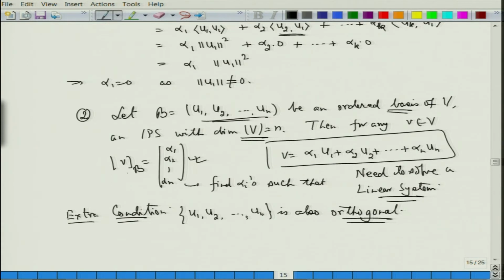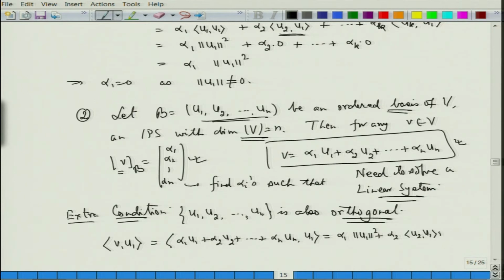So what I will do, I have been given this v, I know that v looks like this, and looks like this means I have to find the alpha i's. Fine. So let us look at the inner product of v with u1. The inner product of v with u1 will be alpha 1 u1 plus alpha 2 u2 plus ... plus alpha n un, comma u1. So if you look at the previous one, it is the same as alpha 1 times the norm of u1 squared plus alpha 2 times the inner product of u2 with u1 plus so on plus alpha n times the inner product of un and u1, which is the same as alpha 1 times the norm of u1 squared.